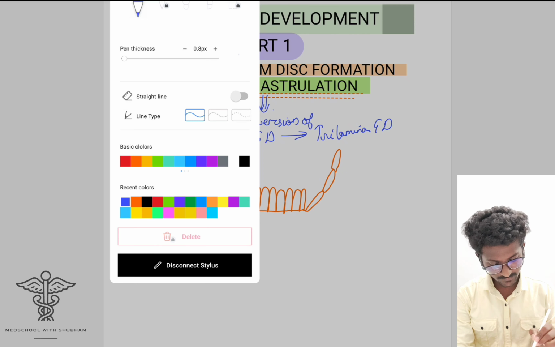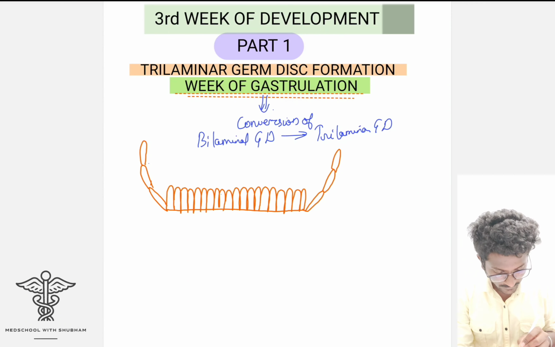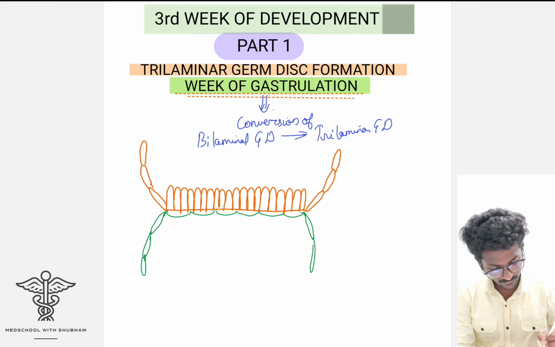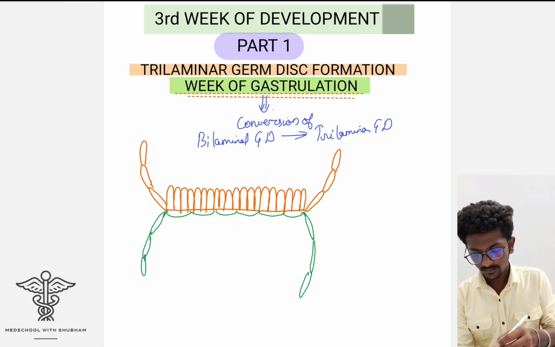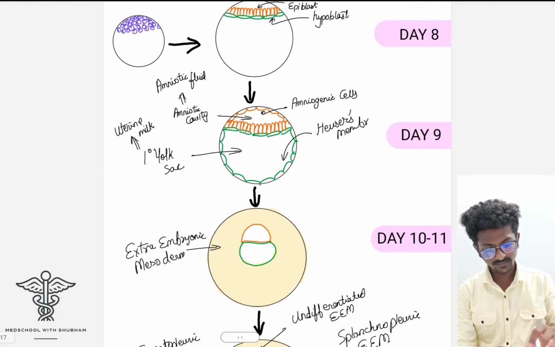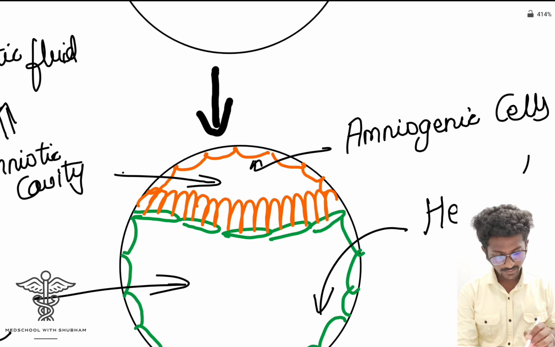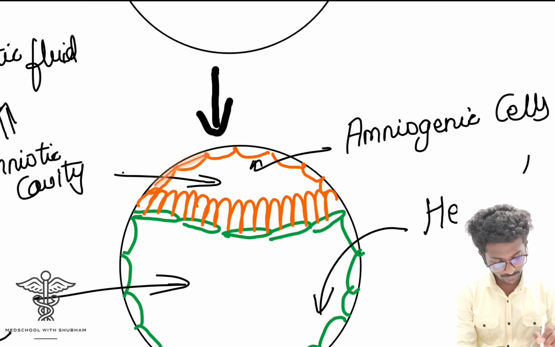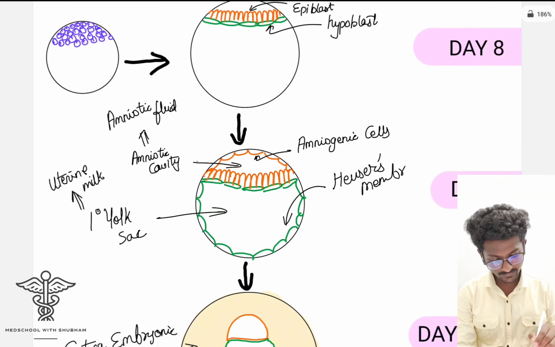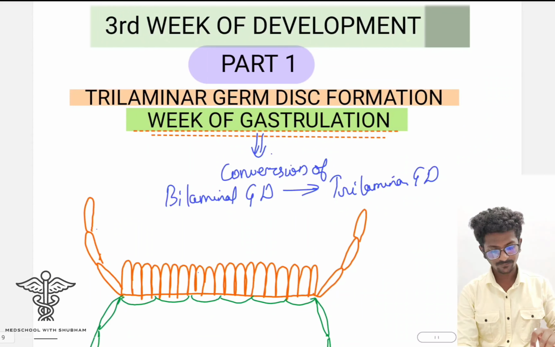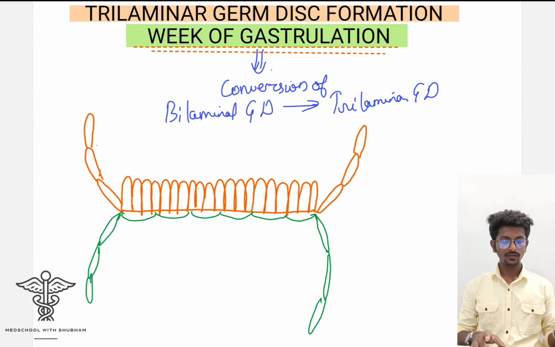Okay. So this is the epiblast and the amniogenic cells, and this is the hypoblast, and this is the Heuser's membrane. I hope you remember this, or else let me take you to this diagram again. Okay, see, I have drawn the same diagram. I have taken this part, the epiblast and the hypoblast and the amniogenic cells and the Heuser's membrane. The same diagram in this form I have drawn over here. Okay. Now what happens?